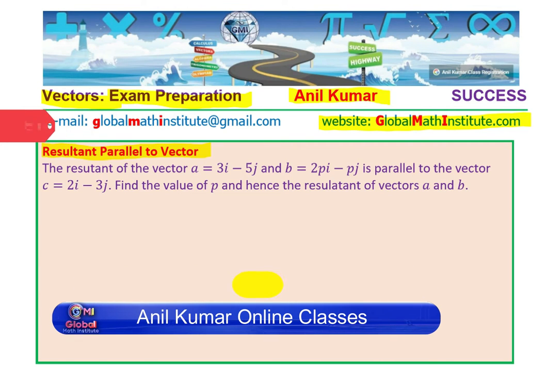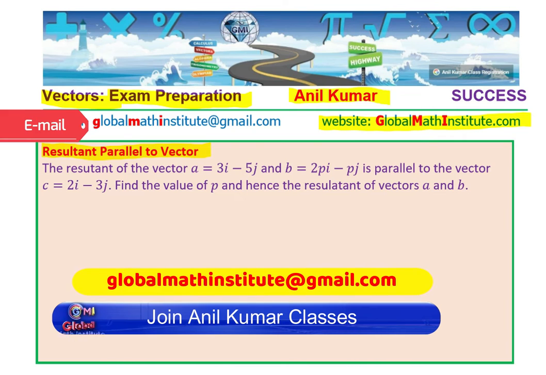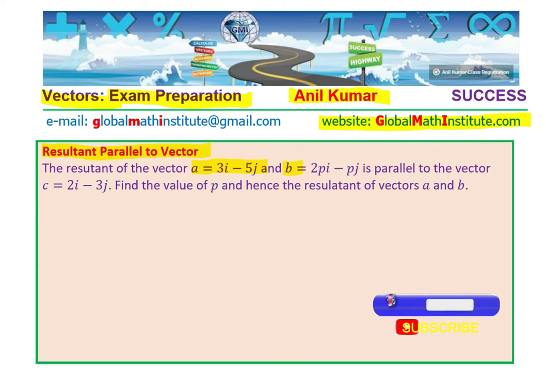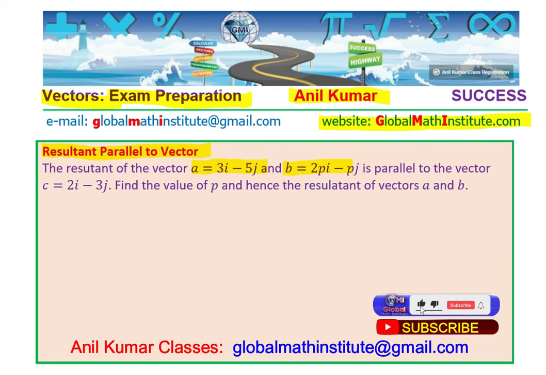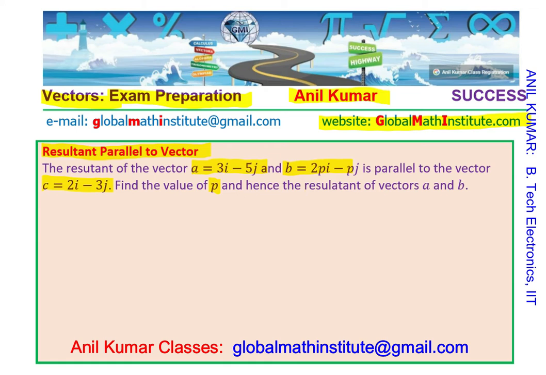The question here is: the resultant of vector A, which is 3i minus 5j, and B, which is 2pi minus pj, is parallel to the vector C, which is 2i minus 3j. Find the value of p and hence the resultant of the vectors A and B. So let's first try to understand the question and then we'll solve it.